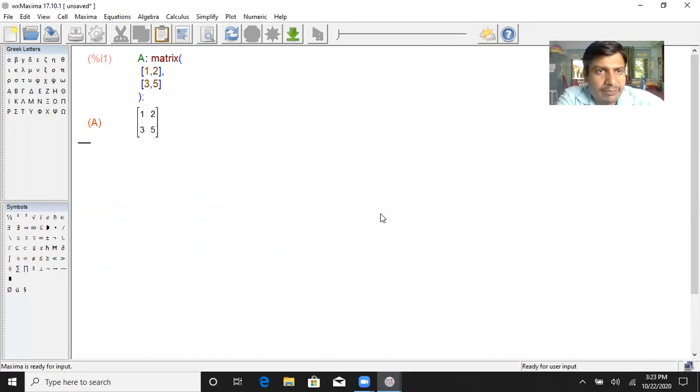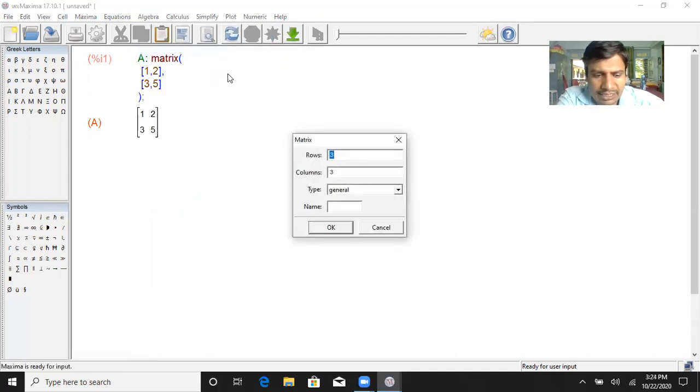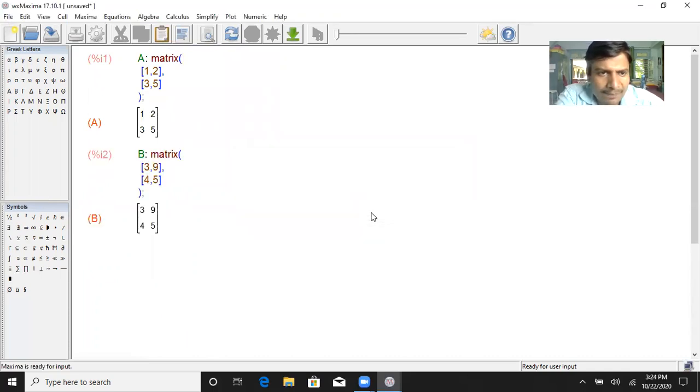Next, B is the next matrix. Go to algebra, then enter the matrix. Here taking 2 rows, then 2 columns. The name is B. Give 3, 9, 4, 5, then okay. This is the B matrix, that is 3, 9, 4, 5.